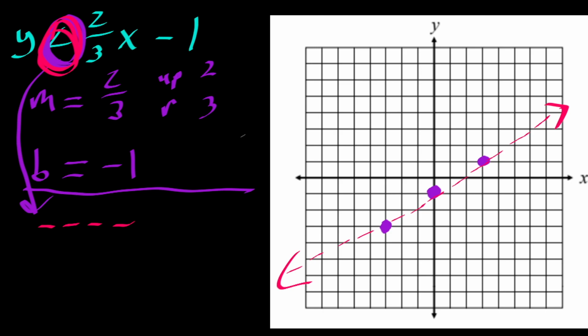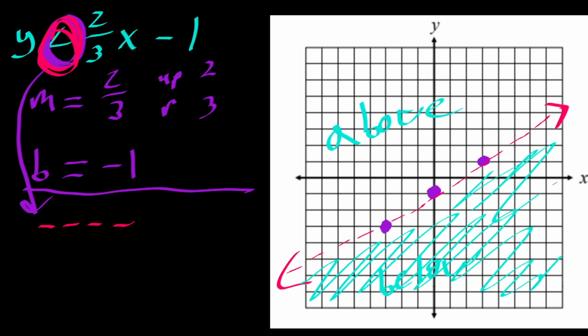Now, that inequality symbol also says less than. So the top side of the line would be above, and the bottom side of it would be below. When we see less than, it tells us to shade below. So we would shade all of this.